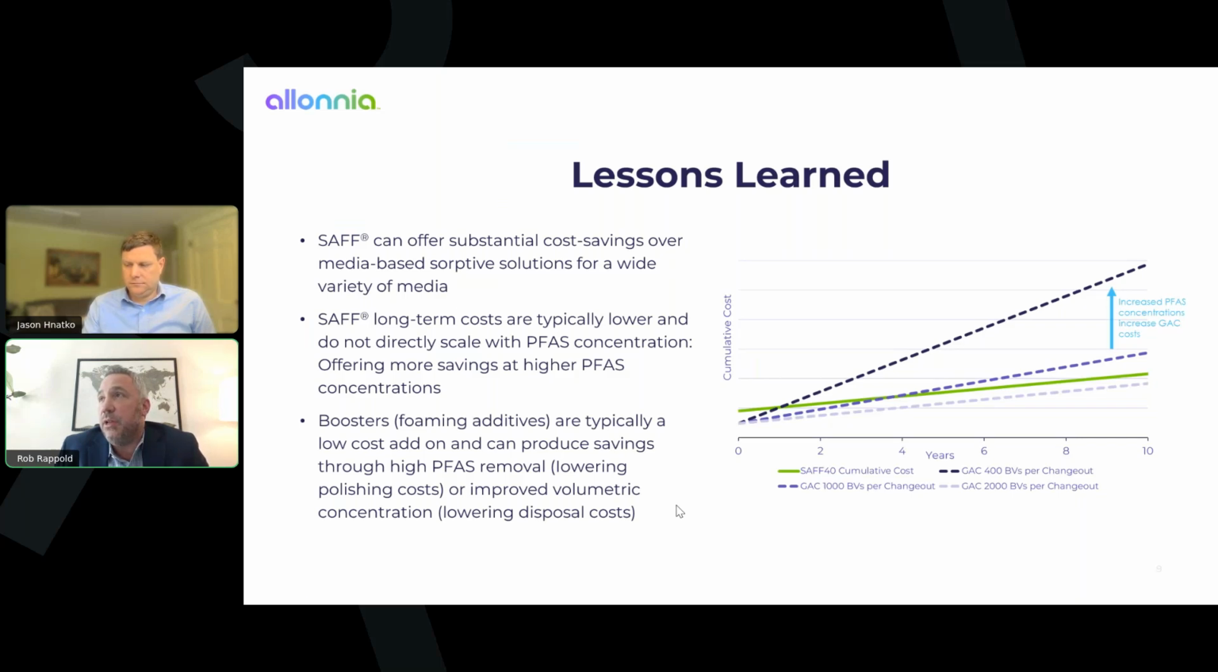And then you saw in a lot of cases the impact of that booster. It's a low cost add-on that can provide substantial savings through high PFAS removal. And the tool is able to say, hey, you use some booster and maybe you still need some polish, or depending on the booster that you choose, maybe you don't need it. So the boosters can have a huge impact on effectiveness and overall cost.